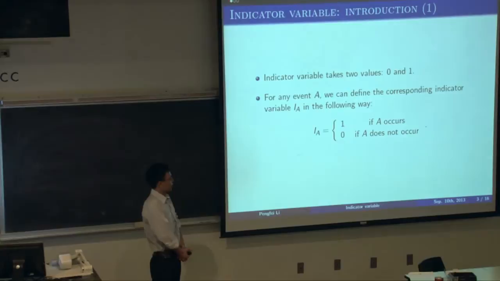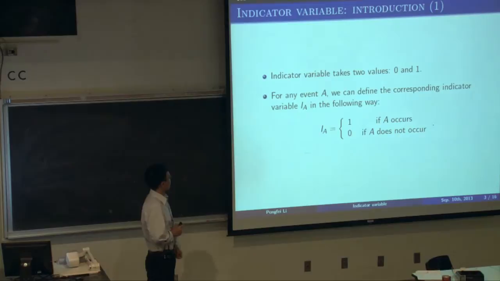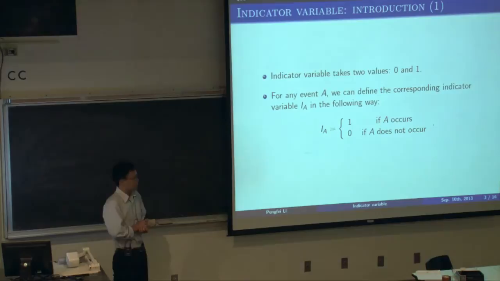Now, if you have an event, in statistics, we are talking about an event. So if you have an event, we can define the corresponding indicator variable. Now, the event is A, the indicator variable is IA. So IA will take value 1 if the event A occurs, or take value 0 if the event A does not occur.